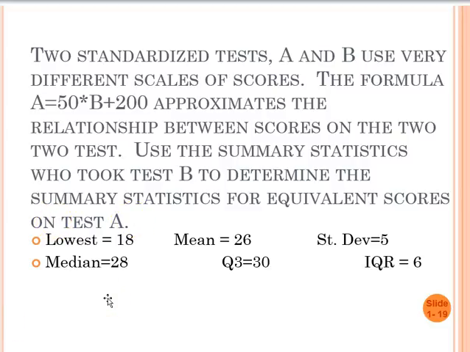Before we do that, let's remember that the measures of position are affected both by multiplication and division, as well as addition and subtraction. So measures of position are affected by both of these constants, whereas measures of spread are only affected by multiplication and division, and addition is not going to affect any of our measures of spread. So things like the lowest, the median, the mean, Q3, those are all measures of position and will be affected by both the 50 and the 200. Whereas measures of spread, the standard deviation and the IQR, will only be affected by this multiplication of 50.